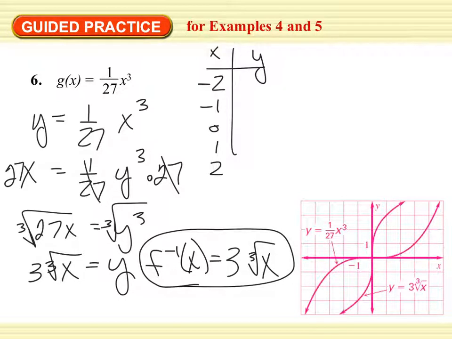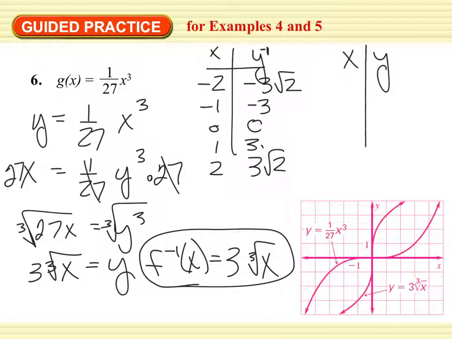with some variables. Plug those in. Negative 2, cubed root of negative 2. Let's see, I get negative 3 cubed root of 2. Here I'd have negative 3, 0, positive 3 root 2, and positive 3. No root 2's when I'm plugging in a 1. And positive 3 root 2. So this is actually my inverse. Negative 2, negative 1, 0, 1, 2.